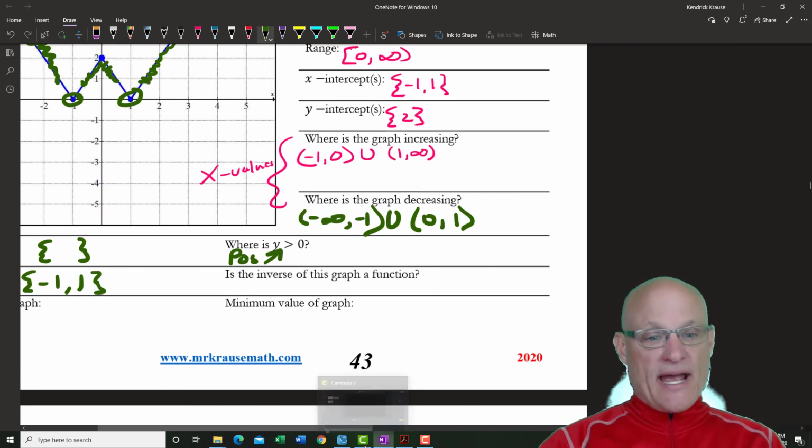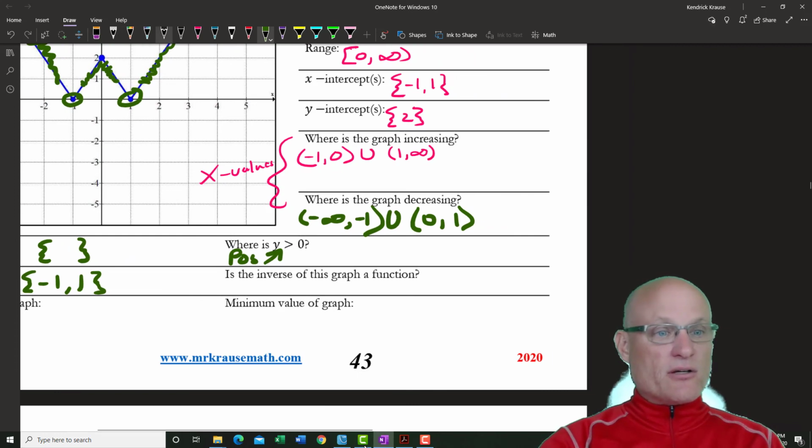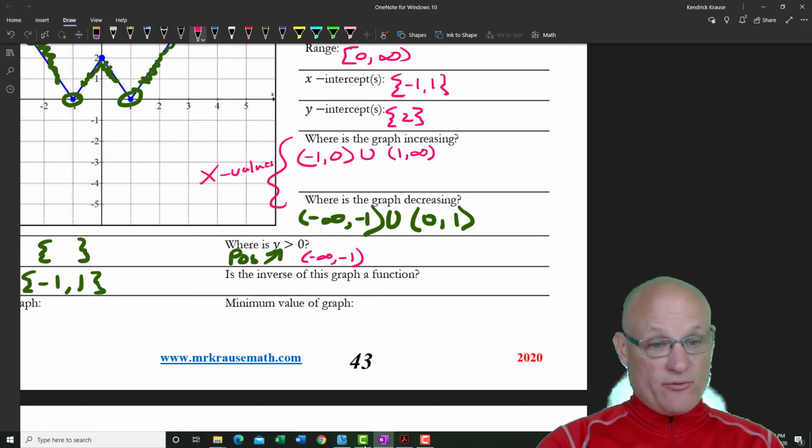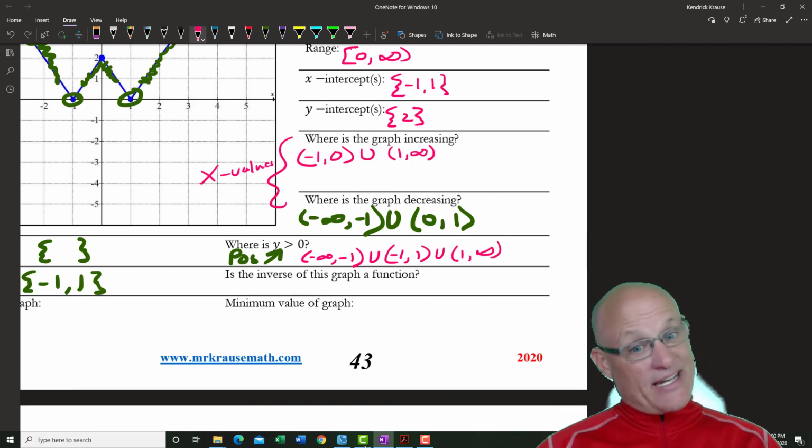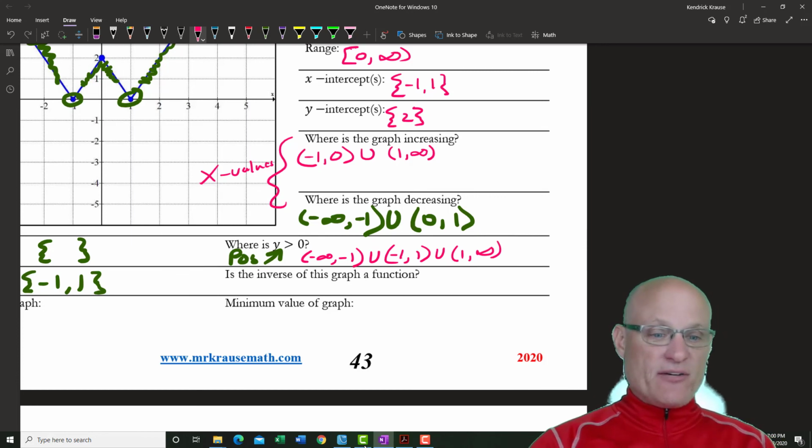So from negative infinity, I'm going to do this in a different color because that's too big. From negative infinity to negative 1, don't include negative 1, or, and then starting at negative 1 again to 1, but don't include negative 1 or 1, or starting at 1 and going to infinity. So in other words, at negative 1 and 1, it didn't count, so you had to kind of leave it out.